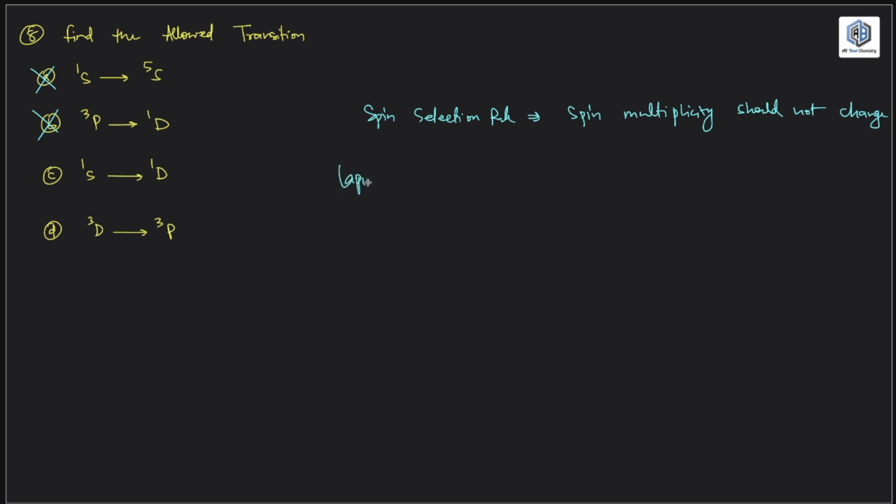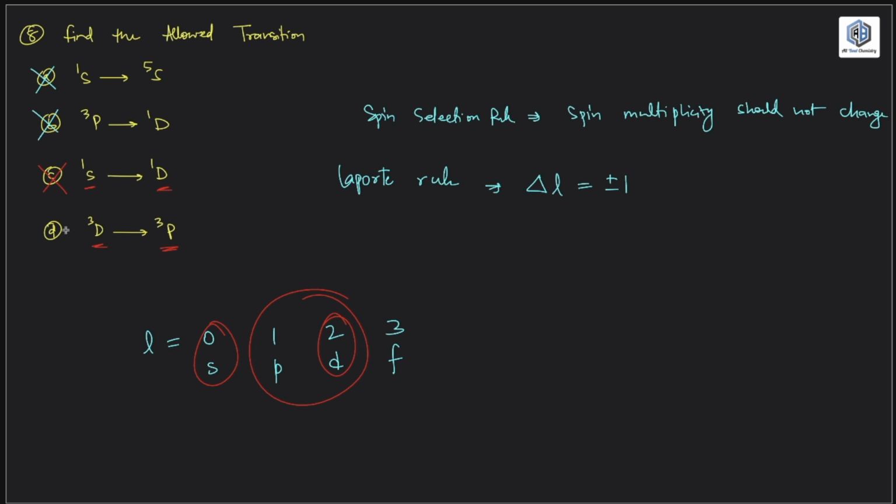Then you have the Laporte rule. Laporte rule says that the value of delta L should be either plus or minus 1. When you are going from S to D: for S, L is 0, for P it is 1, for D it is 2, then F is 3. So when the transition is between S and D, the difference in the delta L value is 2, so that is also not allowed. But when the transition is between D and P, the spin selection rule is already followed, and the delta L will be minus 1, which is allowed. So option D is the correct option for this.